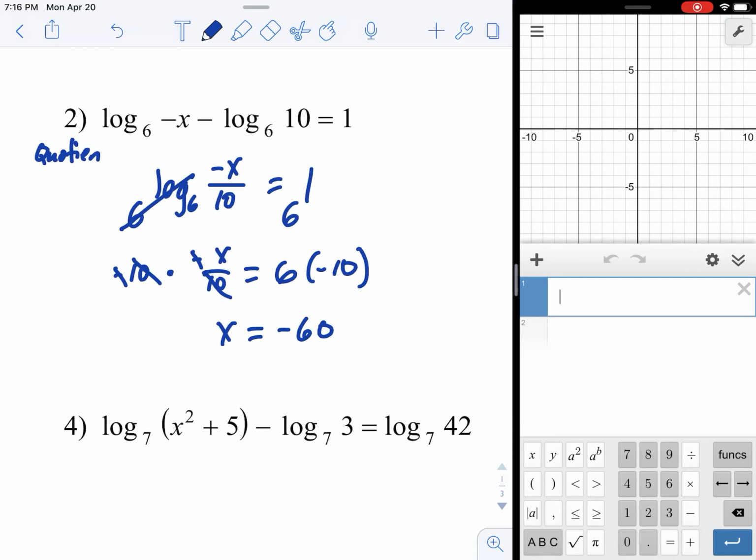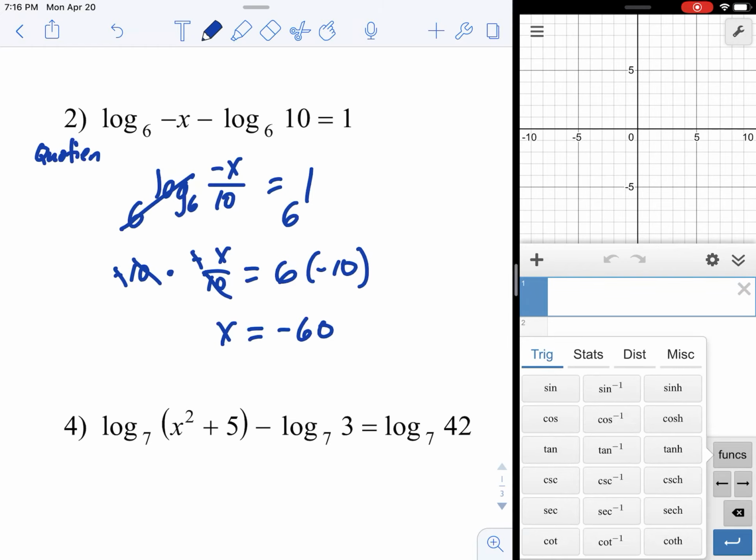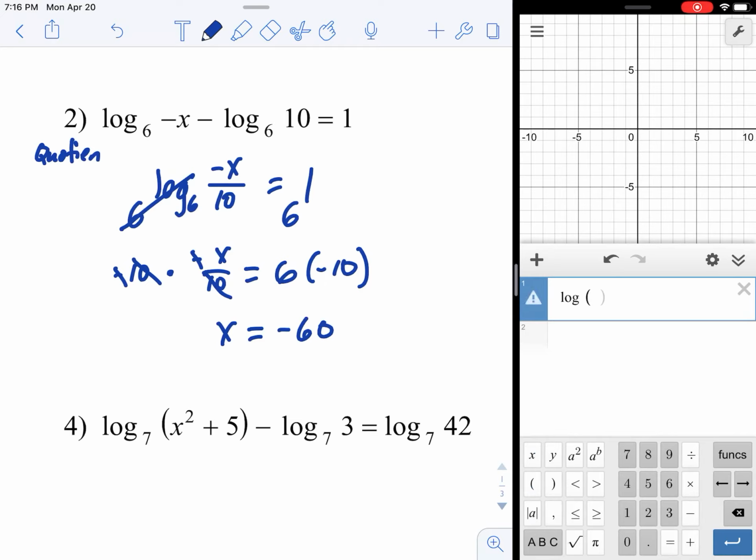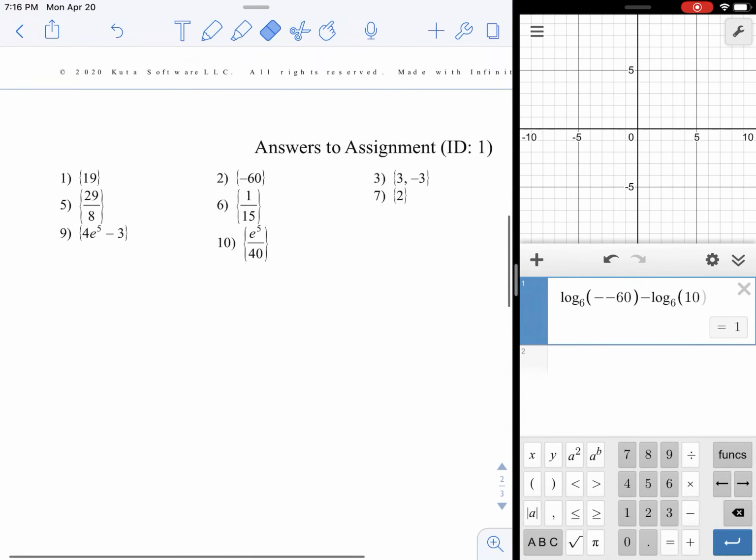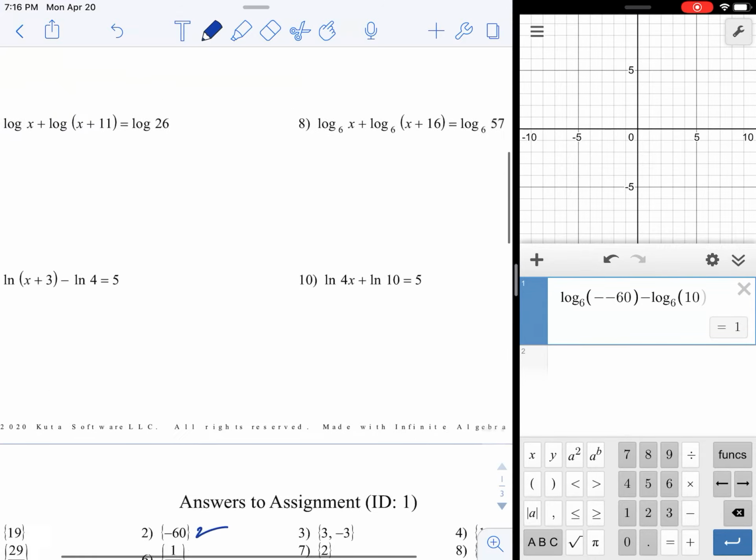Remember, you are supposed to check yourself on the calculator. Yesterday I told you don't worry about it. I'm going to go ahead and do that now. So into this equation, I'm going to plug negative 60. You see I have two negative signs there. There's a negative sign here, and then the 60 itself is negative. And then minus log base 6 of 10, and we get 1. That is the right answer, so that means that negative 60 is correct. Of course, I'll scroll down and check it anyway, but there it is.